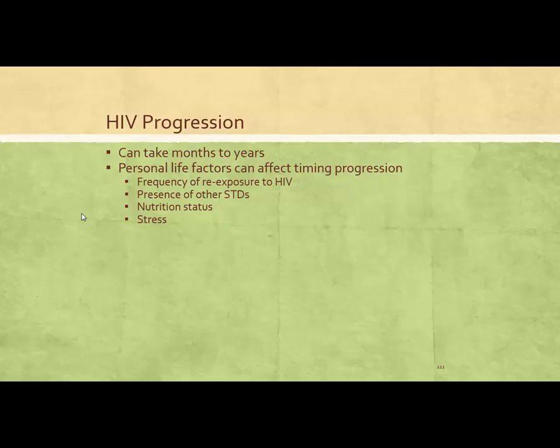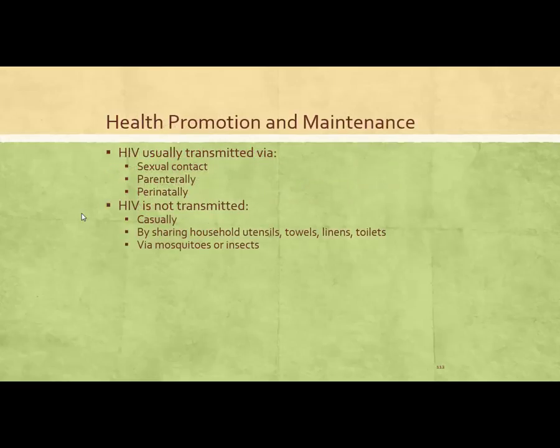So how many times has the patient been re-exposed? What other sexually transmitted diseases have the patient had? Nutritional status is always important because when we think about nutrition and we think about being immunocompetent, they sort of have to be hand in hand. And so we also want to consider the patient's stress levels.